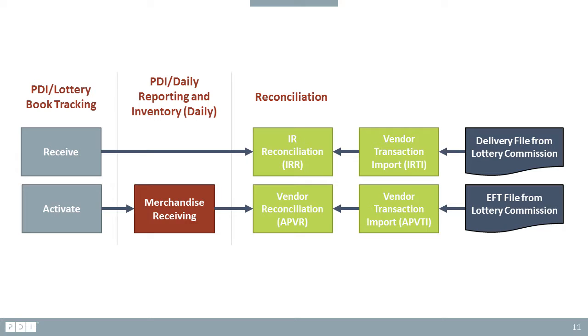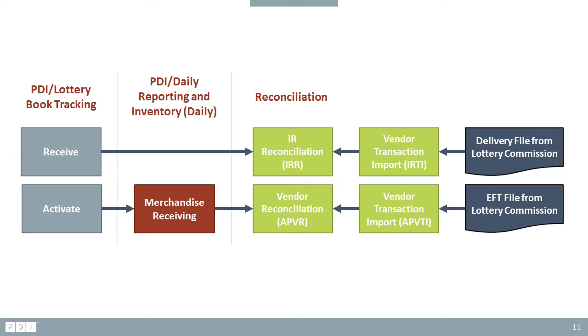The other side is that as they activate it, obviously you're going to have a settlement process going through your lottery commission. Eventually, for most people, that turns into an EFT sweep. And those EFTs, a lot of commissions will also provide a file that says, hey, here are the EFTs that we have available. We can bring those into statement reconciliation in APVR, the vendor reconciliation process, and say, hey, here's all the EFTs that have been swept out of your account. So these are the ones that the lottery commission said, I know that you guys activated enough that I'm going to collect my money for it.